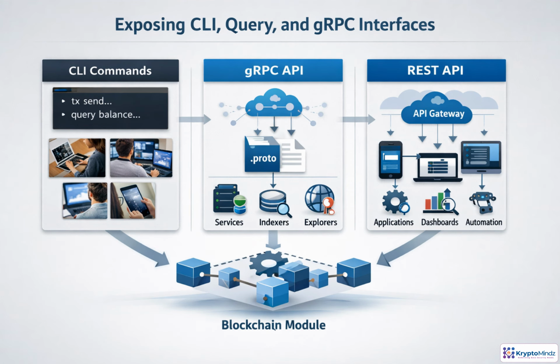A module becomes useful when its capabilities are exposed through stable interfaces. Transaction CLI commands give operators a path to create and broadcast messages that change state. Query CLI commands, gRPC services, and REST gateways provide read-only access for apps, wallets, explorers, indexers, and automation. The key contract is protobuf. It defines exactly what clients can send and what servers return. Strong interface design makes a module easier to adopt, test, and integrate over time.